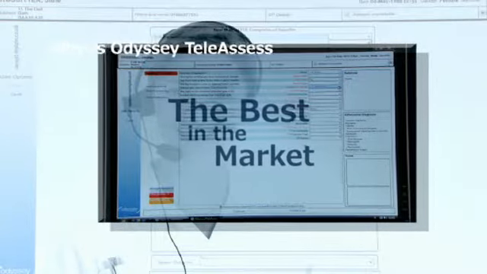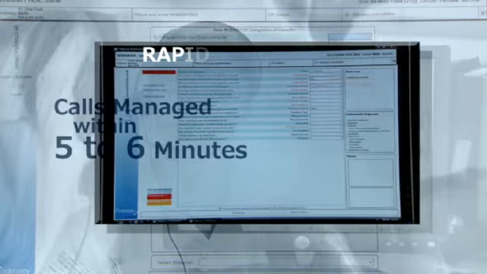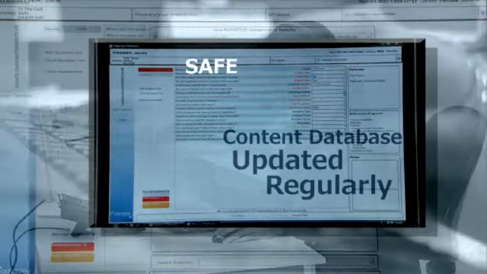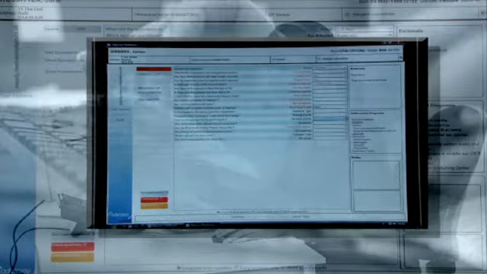It's fast. Most calls can be safely managed within 5 to 6 minutes, so patients are not kept waiting longer than necessary and services can optimize efficiency. It's safe. It prevents errors of omission or oversight, and the clinical content database is updated regularly, so clinicians always have up-to-date information and advice at their fingertips.